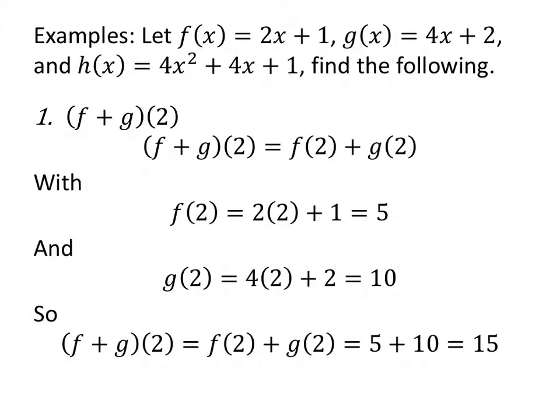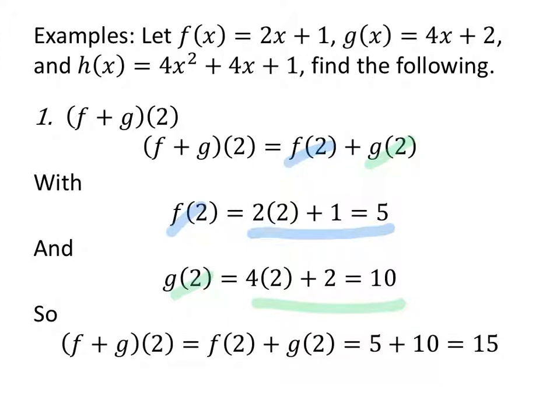So let's look at some examples. We're going to let f of x be 2x plus 1, g of x be 4x plus 2, and h of x be 4x squared plus 4x plus 1. If I want to find f plus g evaluated at 2, the very first thing I'm going to do is rewrite it as f of 2 plus g of 2. And then I'm going to take it a step at a time. I'm going to find f of 2 using the function f. That's 2 times 2 plus 1. That's 4 plus 1, which is 5. Then I'm going to find g of 2. And g of 2 is 4 times 2 plus 2, which is 10.